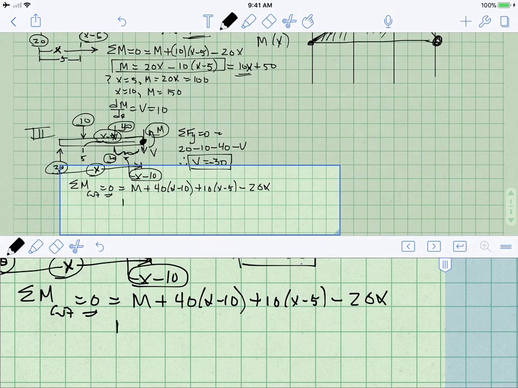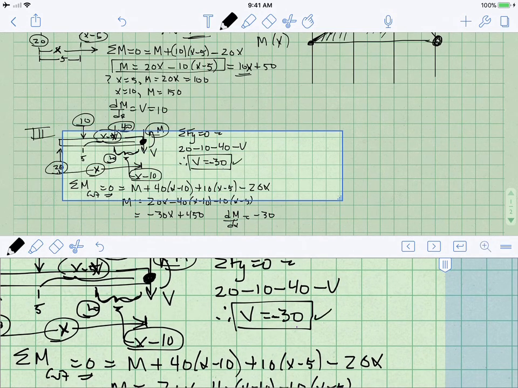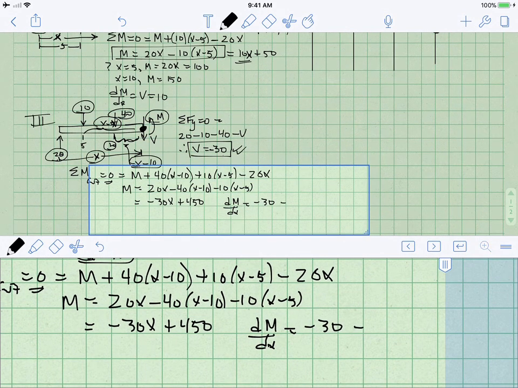When we solve for moment, we find that moment is 20x minus 40 times x minus 10 minus 10 times x minus 5. If we simplify that, we find that moment is equal to minus 30x plus 450. Let's check dM/dx. It better equal shear. dM/dx is minus 30, and that matches what we had found. So we are in good shape. Things are matching and we're happy.